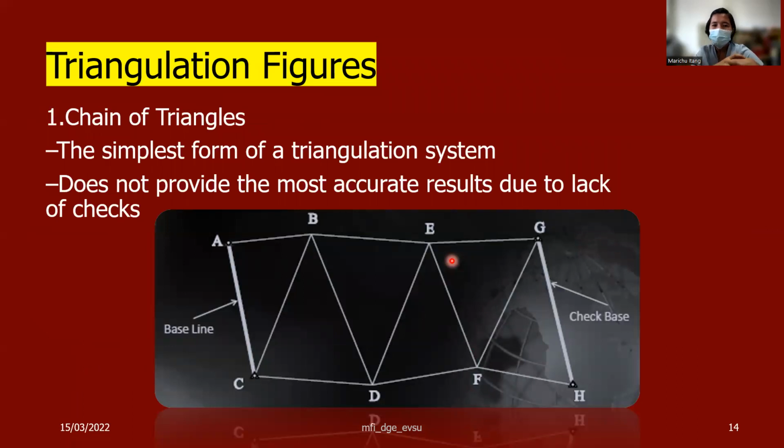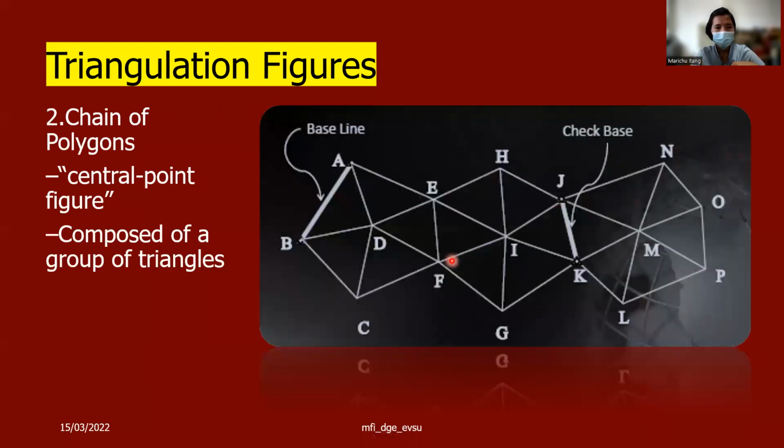So example ng chain of triangles. You can use this one if masyadong narrow. For example, pag road project, habang road project, then you can employ chain of triangles. But it does not provide the most accurate result due to the lack of checks. So let's move to the next figure, which is mas nire-recommend na design ng triangulation. We have here chain of polygon. So yung polygon lang depends on how many sides is the polygon.